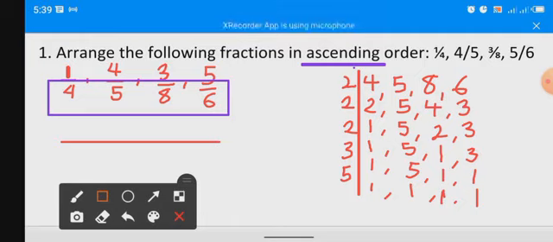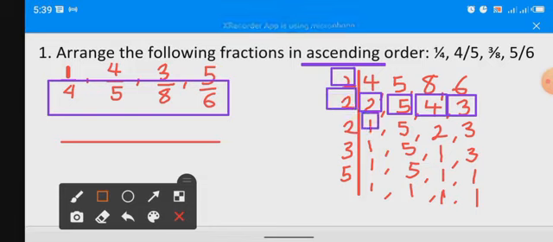2 will divide 4 to give you 2. 2 will not divide 5, so we write 5, leaving it undivided. 2 will divide 8 to give you 4. 2 will divide 6 to give you 3. Now you check again if 2 can still divide a number there. Yes, 2 will divide 2 to give you 1.